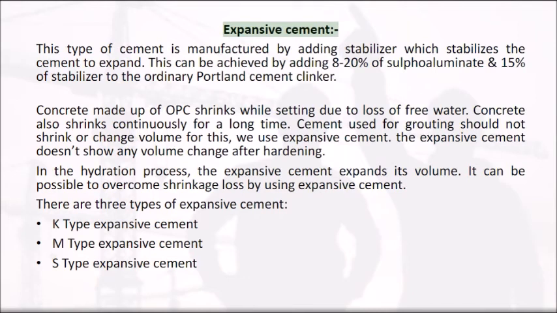Expansive cement. This type of cement is manufactured by adding a stabilizer, which stabilizes the cement to expand. This can be achieved by adding 8–20% of sulfoaluminate and 15% of stabilizer to the ordinary Portland cement clinker.